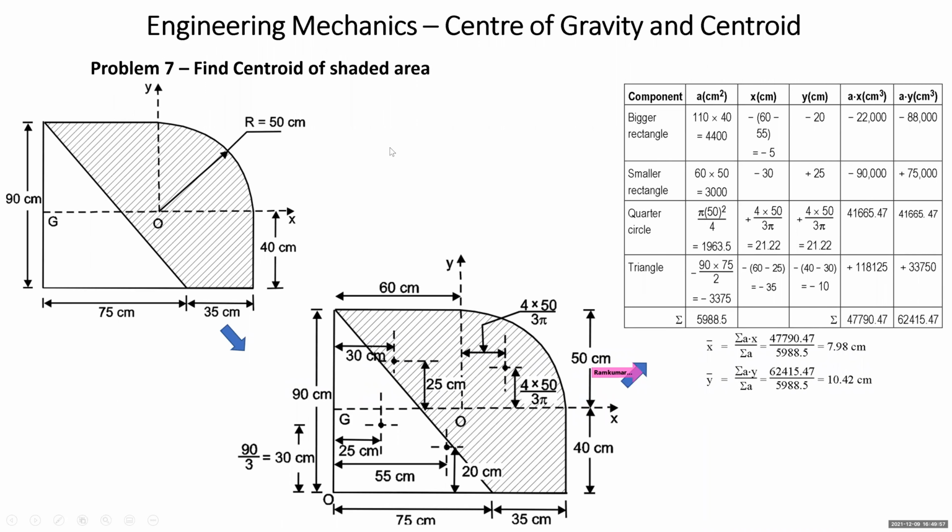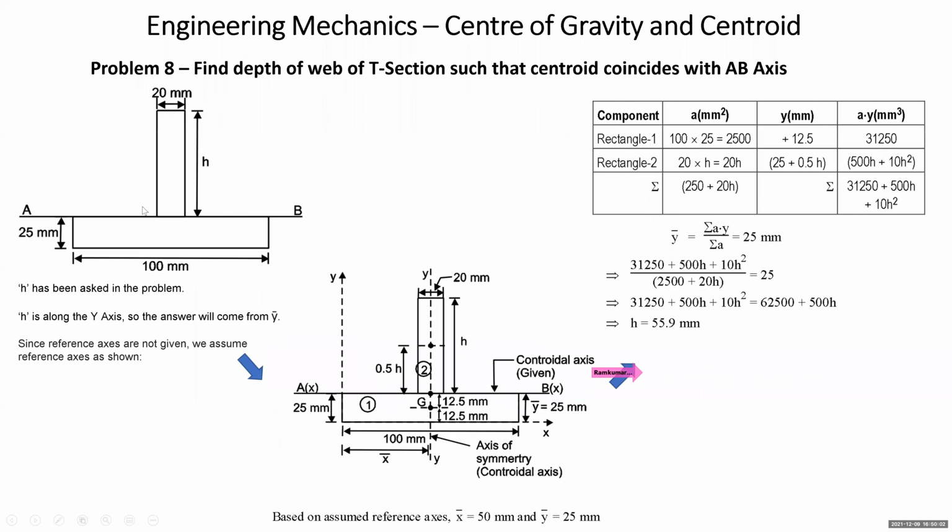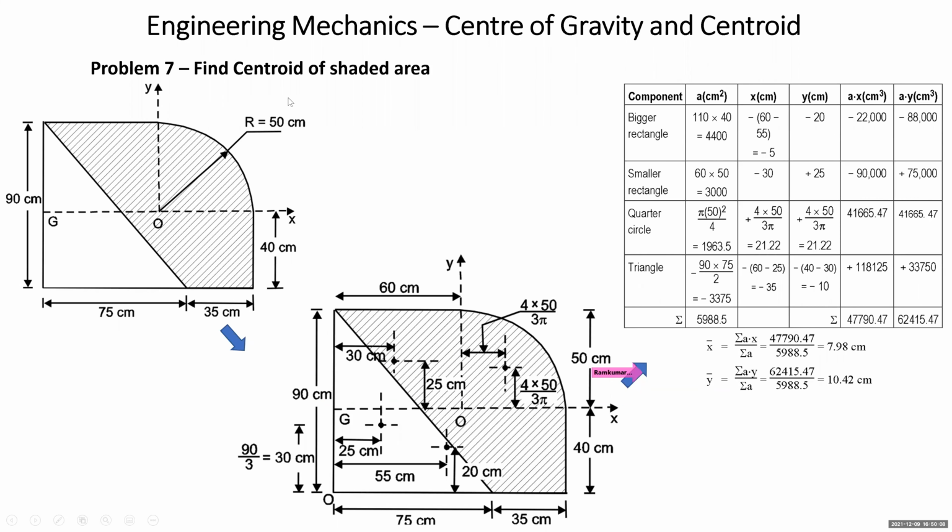Now, the next problem is question number 7, where again you have to find the centroid of the shaded area. Now, for this shaded area, just pay a little more attention in understanding the coordinates of centroid of various components in this problem, right? How will you take the composition to arrive at the shaded area?